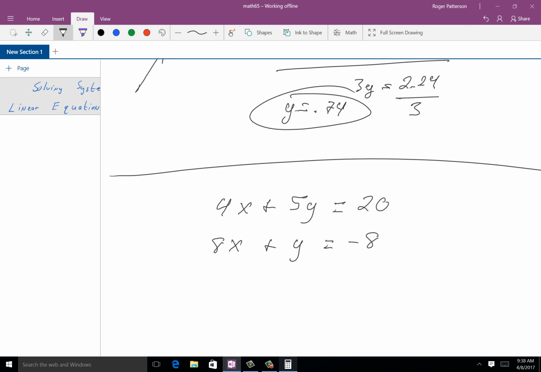Okay, so let's talk about this one. Really, we can pick any variable here we want to eliminate. It doesn't make any difference. All right? So let's just say we chose x. So if I choose to eliminate x, what would I multiply this top equation by right here to do that? Negative 2. Why would I choose negative 2?